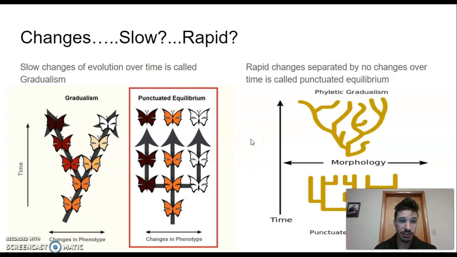So slow changes of evolution over time is called gradualism, all right? Gradualism is where we see very, very slow changes, whereas rapid changes separated by no changes over time is called punctuated equilibrium. It happens in spurts, whereas gradualism happens slowly over time. It's like a slow grade on a hill, whereas punctuated equilibrium is like mountains and valleys, mountains and valleys.